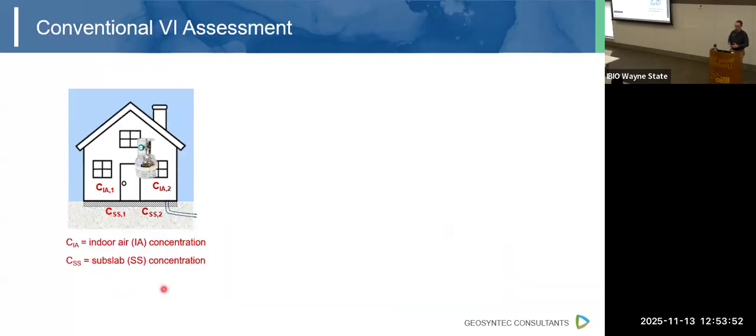All right, so if we think back to our conventional vapor intrusion assessment, we're collecting subslab soil gas samples and indoor air samples in these metal canisters. We're then taking those concentrations and comparing them to the screening levels. So we could have subslab concentrations above or below our subslab screening level, and indoor air concentrations above or below our indoor air screening level. And we could get a black and white answer.